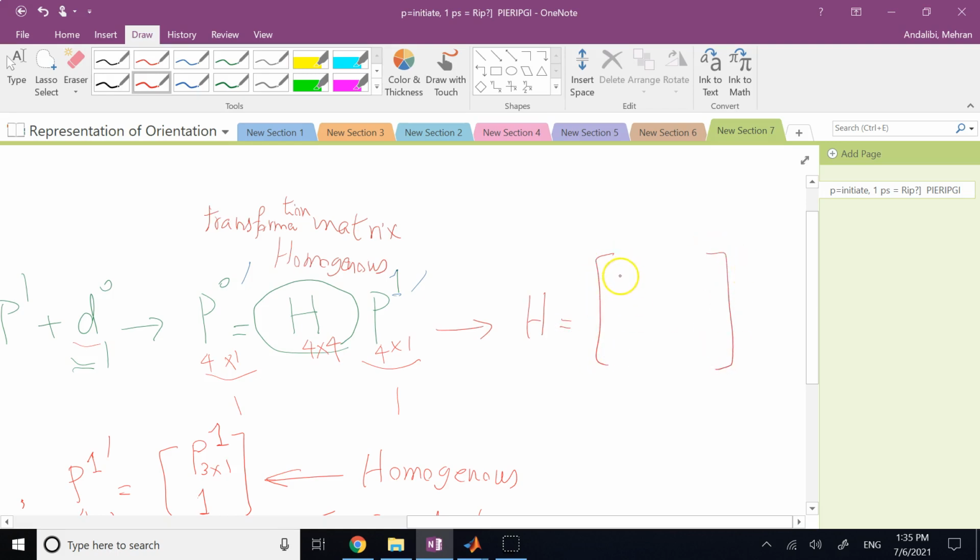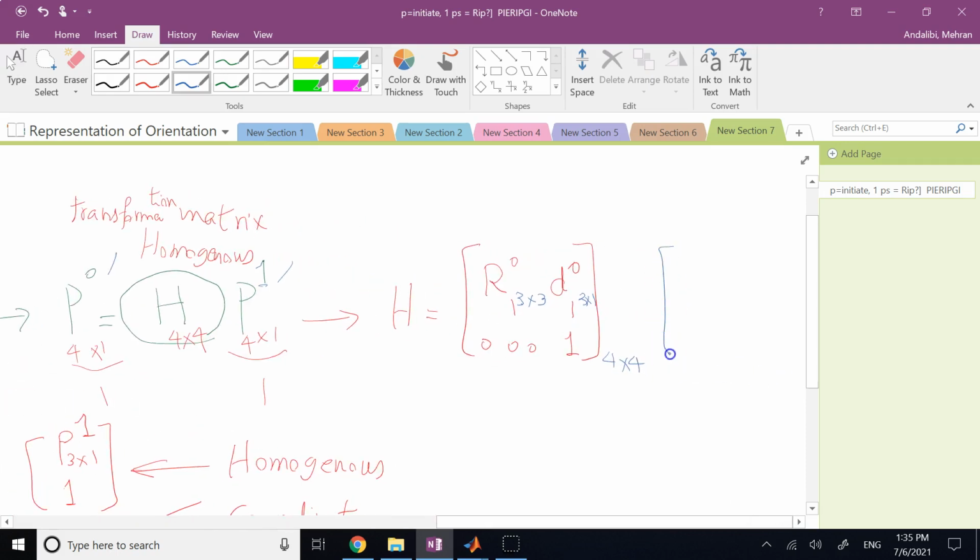It has this 3 by 3 portion of it to be your R matrix. This 3 by 1 portion of it to be your D vector. Then here you have 3 zeros and you have a 1. Remember the dimension of this guy is a 3 by 1. This is a 3 by 3. So when you put them next to each other, it's going to be a 3 by 4, and then you add an extra row, so it becomes a 4 by 4.